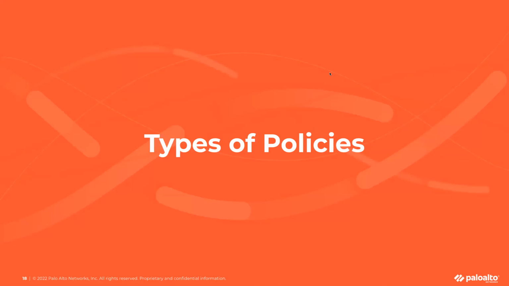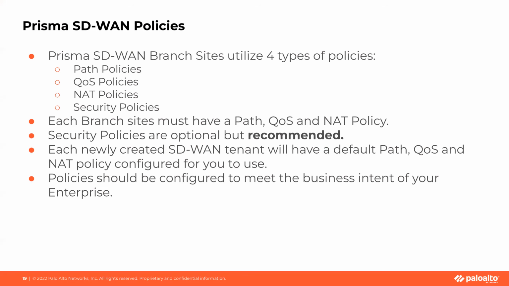Okay, so we're going to review first the different types of policies that we have in the Prisma SD-WAN solution. As Tazos already indicated, a Prisma SD-WAN branch site can utilize four of the main types of policies that we have in the solution. Each site has a mandatory path policy, QoS policy, and NAT policy. When you onboard a Prisma SD-WAN site, as you go through the onboarding process, at some point you have to pick the policies for the site, and you must configure a path policy, you must configure a QoS policy, and you must configure a NAT policy.